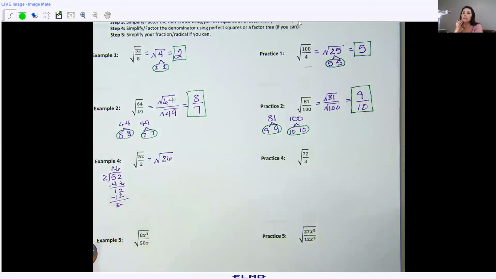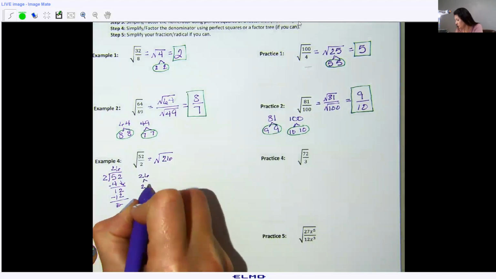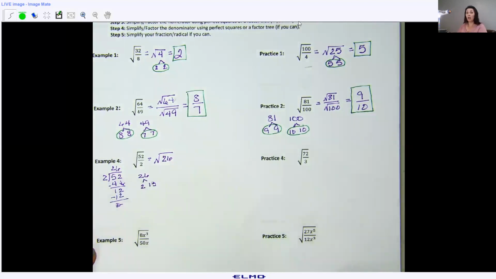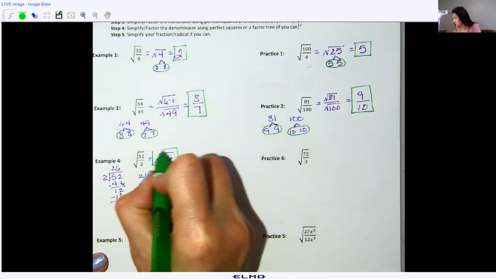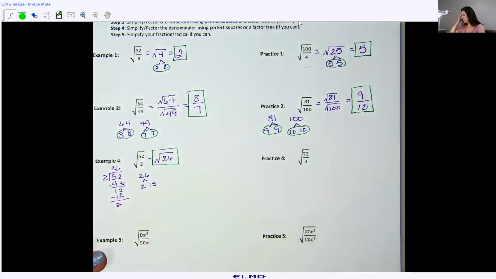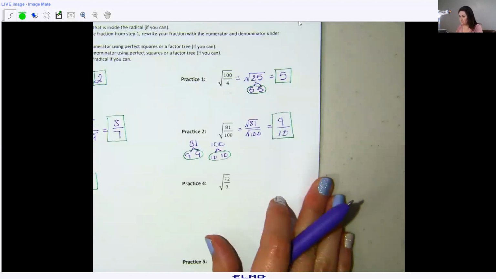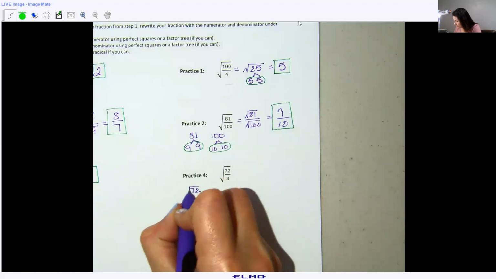Okay, so now I'm going to see if I can factor 26 out any further. So when I factor 26, I get 2 and 13. Well, those are both prime numbers, so I can't go any further than this. This is my final answer. All right, let's look at this one. I do believe 72 is divisible by 3.